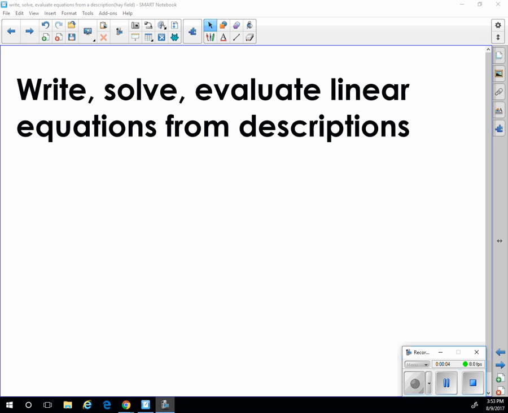This video clip explains how to write, solve, and evaluate linear equations from descriptions. Well, we've done all of those before, but now we need to be able to know which one to do from clues in what is written.